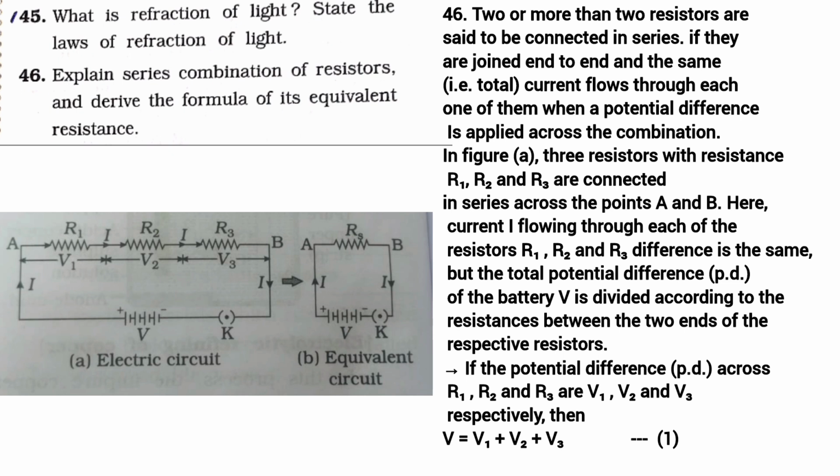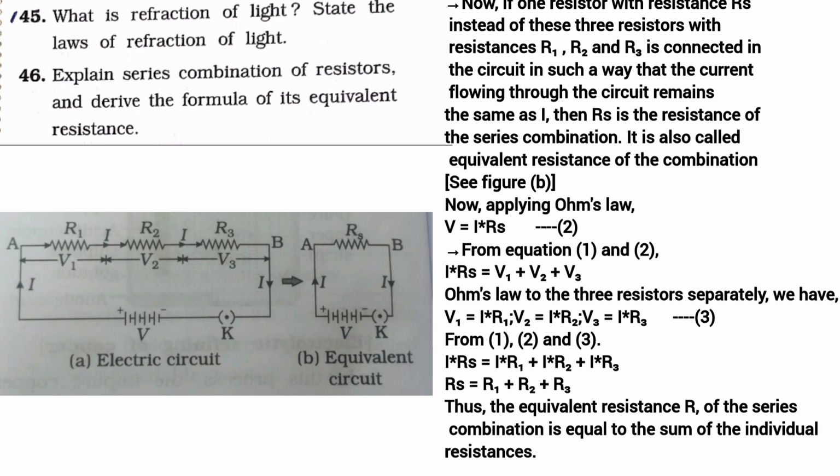Now in figure A, three resistors with resistances R1, R2 and R3 are connected in series across the points A and B. Here the current I flowing through each of the resistors R1, R2 and R3 is the same, but the total potential difference of the battery V is divided according to the resistances between the two ends of the respective resistors. If the potential differences across R1, R2 and R3 are V1, V2 and V3 respectively, then V, that is the total potential difference, equals V1 plus V2 plus V3. Let's call it equation number 1.